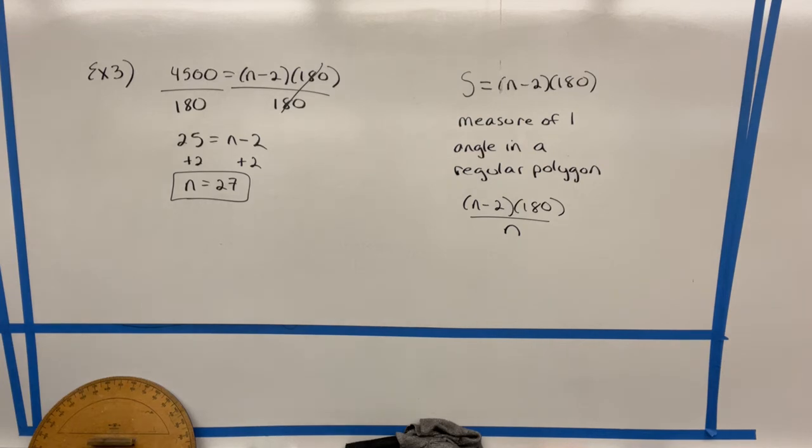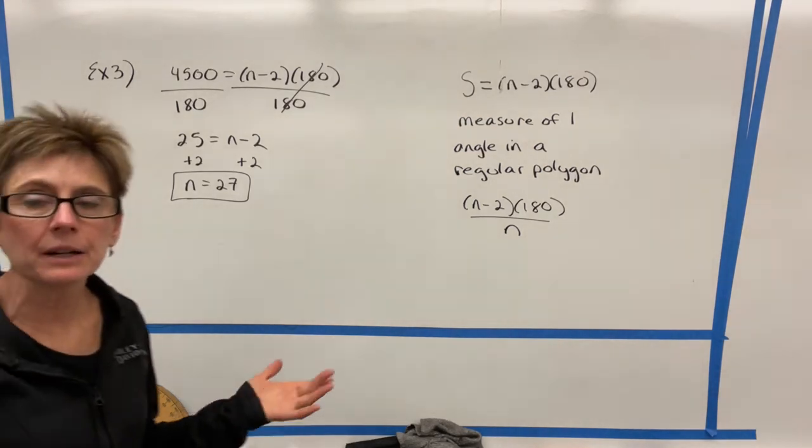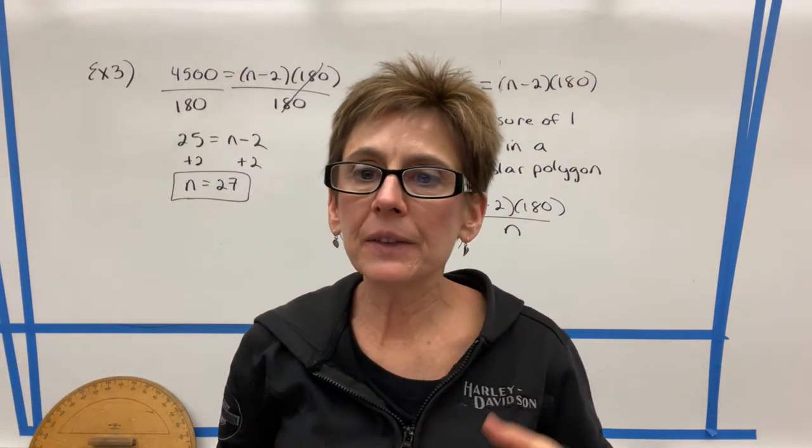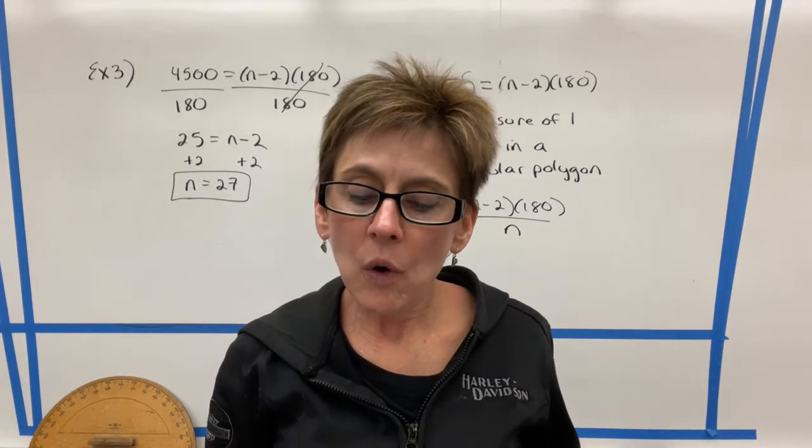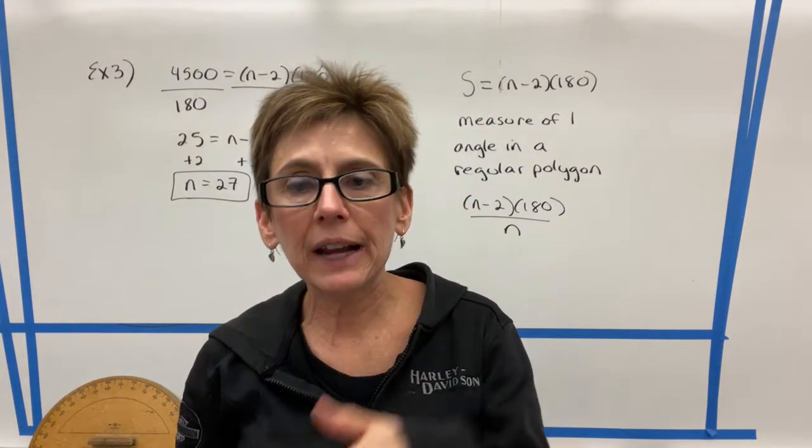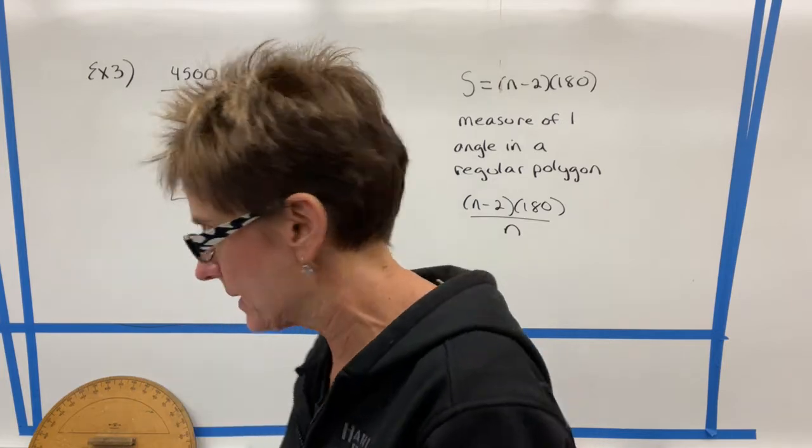So you can use the formula either direction. You can take the number of sides and find out the sum of the interior angles, or you can take the sum of the interior angles and find out the number of sides.